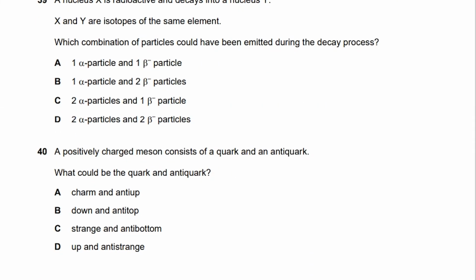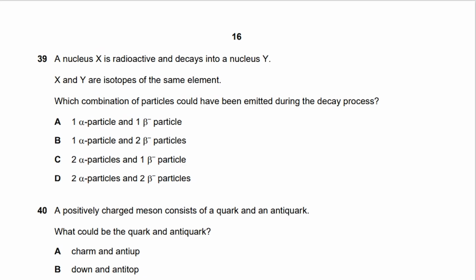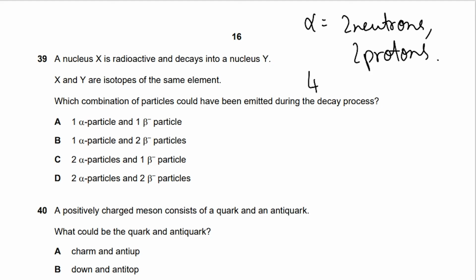Question number 39. A nucleus X is radioactive and decays into a nucleus Y. X and Y are isotopes of the same element. Which combination of particles could have been emitted during the decay process? Okay. Now, in alpha decay, 2 neutrons and 2 protons are lost. So the nucleon number decreases by 4 and the proton number decreases by 2. In beta minus decay, the proton number increases by 1.